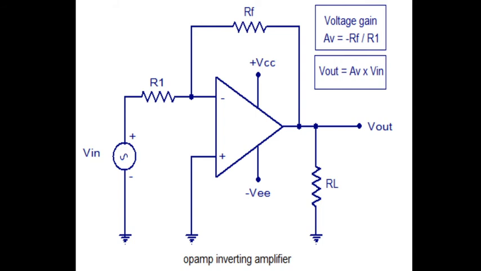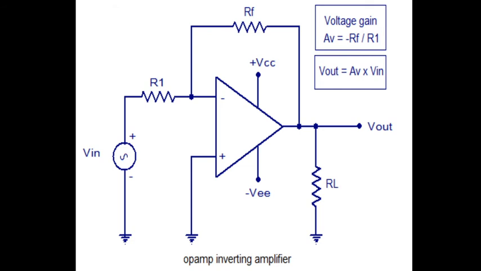The voltage gain of the inverting amplifier is given like this, that is Av is equal to minus RF by R1. This indicates that the voltage gain of the inverting amplifier is the ratio of feedback resistor RF to input resistor R1 with a minus sign, which is indicating a phase reversal.